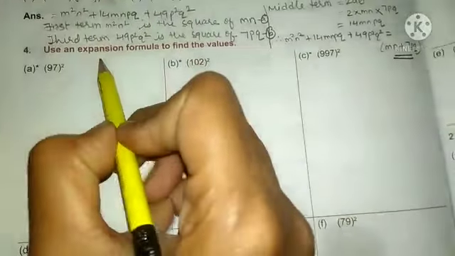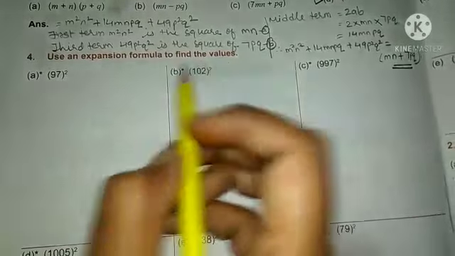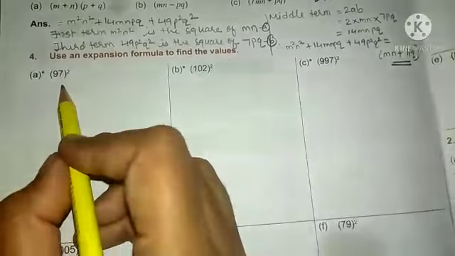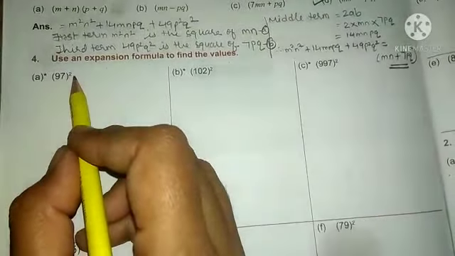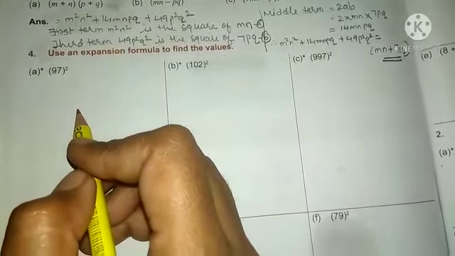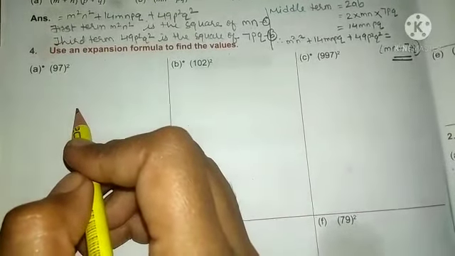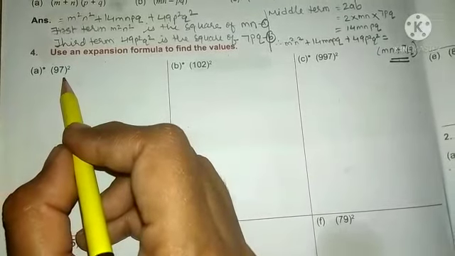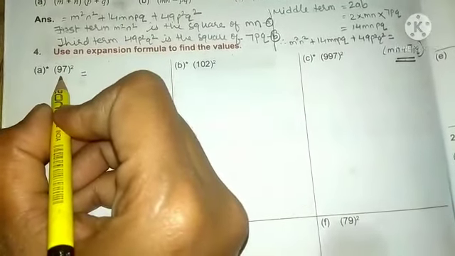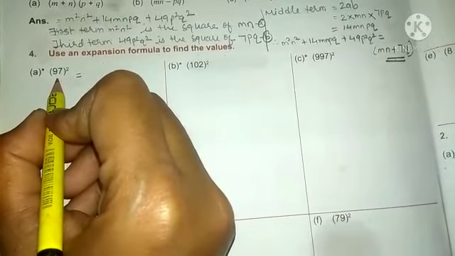Clear? Use an expansion formula to find the values. Now student, see how you can find out the values by using the expansion formula. Clear? So now here we have to expand 97 square with the help of your expansion formula. So see how you will expand. Now for using the expansion formula, we need our A and B. So see how you will take out your A and B from this 97. Now what you will do is, you will make this 97 as your round figure. Clear? Means you will make this 97 as your 100.